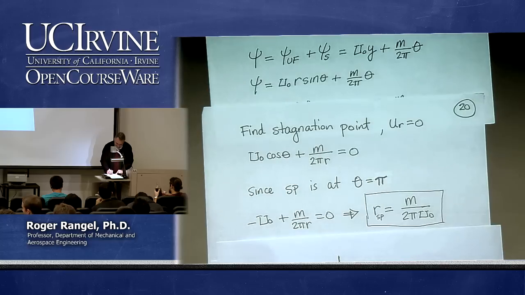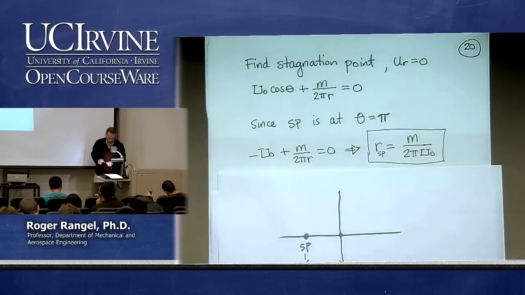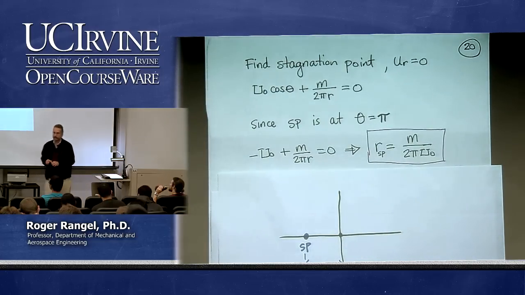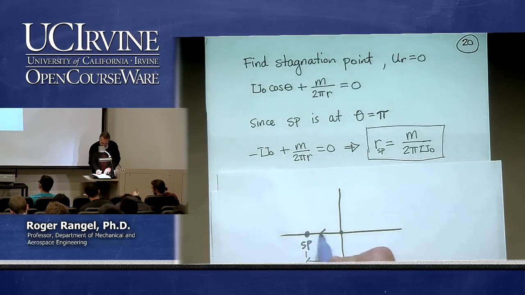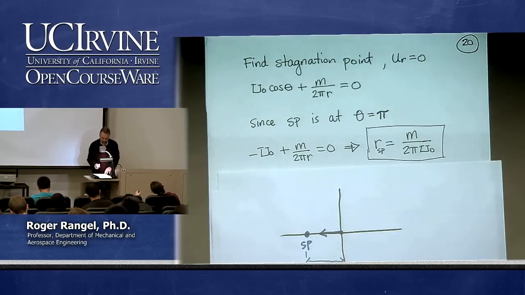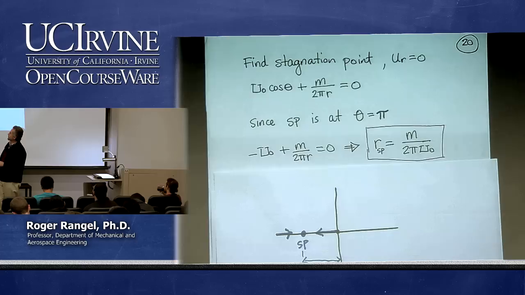If you want to sketch it here, this distance is m over 2 pi u naught, right? I just found that location right there. And I know that the streamlines to the right of that stagnation point come this way because they come out of the source, and the streamlines on the left side go that way because they come from the uniform flow, and that's where they cancel at that stagnation point.